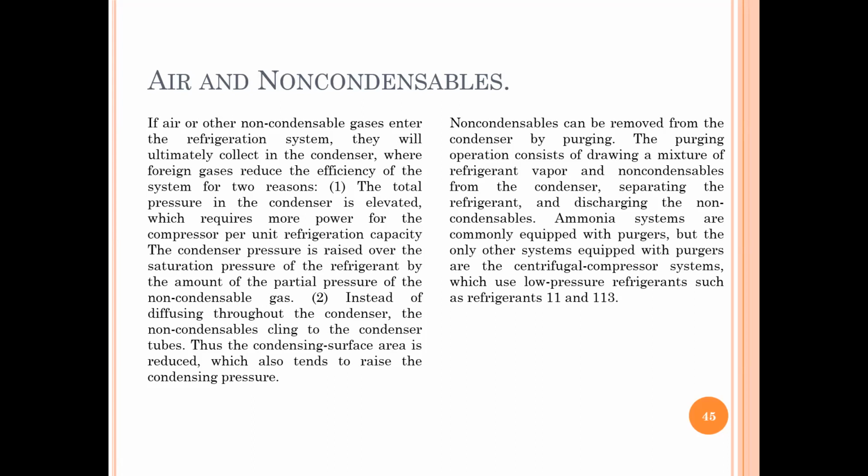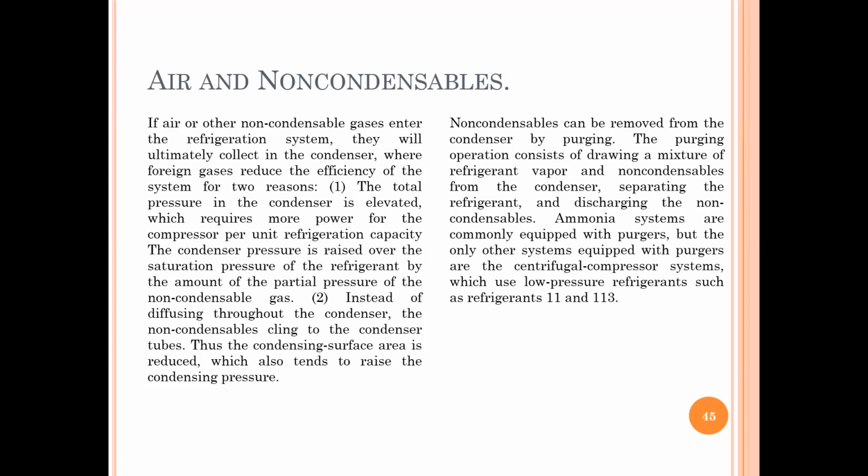One, the total pressure in the condenser is elevated, which requires more power for the compressor per unit refrigeration capacity. The condenser pressure is raised over the saturation pressure of the refrigerant by the amount of the partial pressure of the non-condensable gases. Two, instead of diffusing throughout the condenser, the non-condensables cling to the condenser tube. Thus, the condensing surface area is reduced, which also tends to raise the condensing pressure.